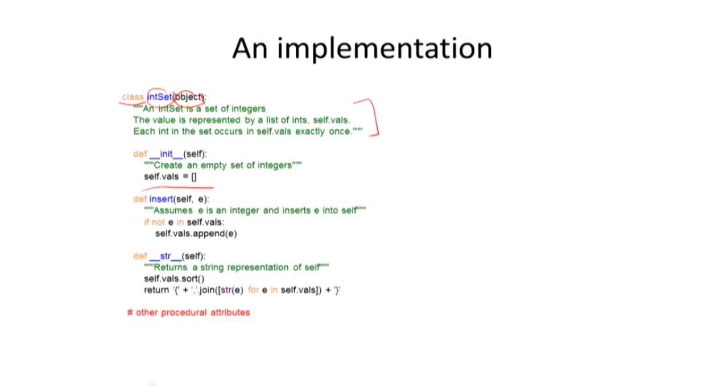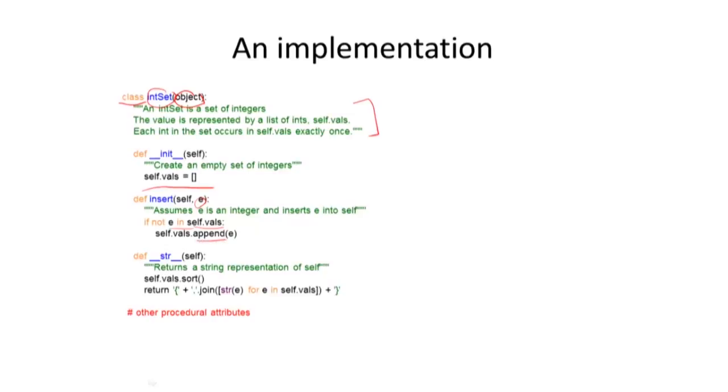What else did I say I needed? I said I needed an insert method. Okay, I can do that. Insert is pretty simple. It says if I'm going to insert the integer e into my set, here's what I want to do. I first want to make sure it's not already in there. And I can do that by simply checking to see if e is in self.vals. If e is not in the list, then I'll put it in. And I'll simply append it to the end of the list.